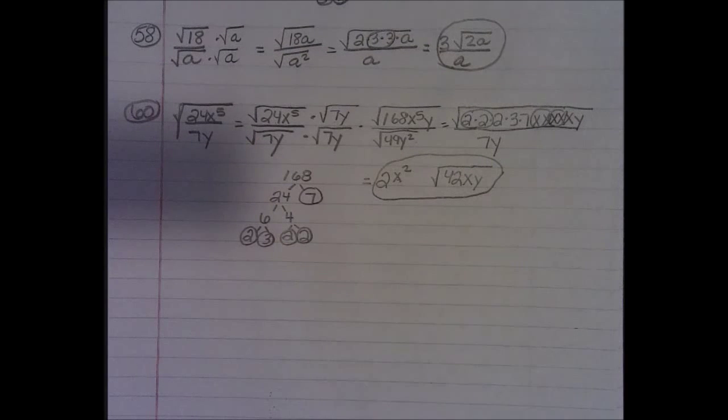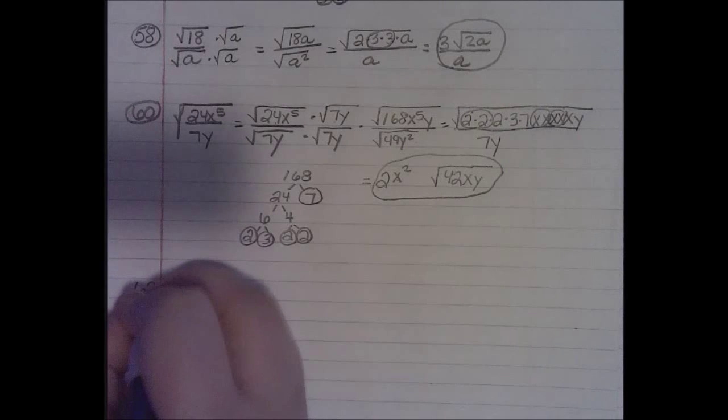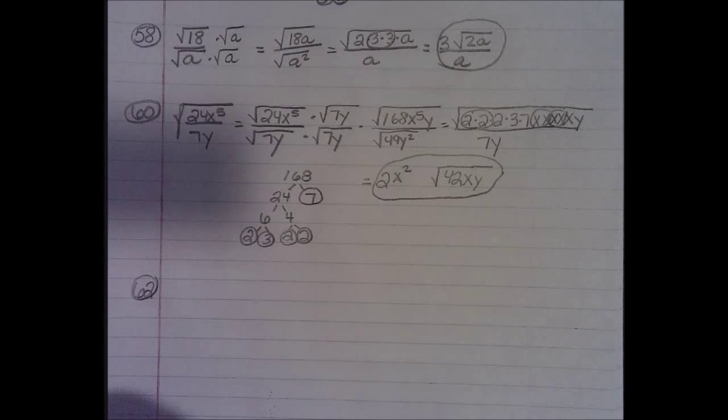Now we're going to look at number 62. This problem is a little tricky. Number 62 says I've got the cubed root of 7 over x squared.